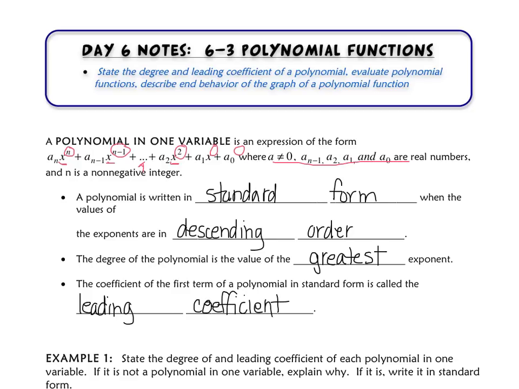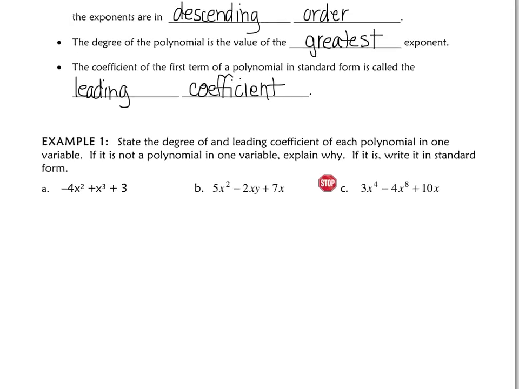Okay, so that's going to take us to the first type of example. It says to state the degree and leading coefficient of each polynomial in one variable. If it's not a polynomial in one variable, explain why. If it is, write it in standard form. So the first thing you want to look through is, is there only one variable? Because if there is only one variable, then it is a polynomial in one variable.